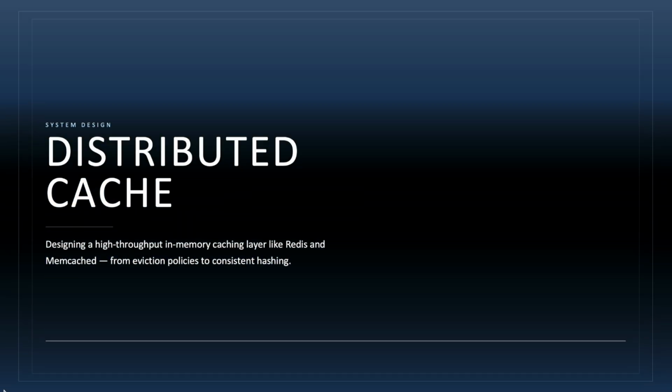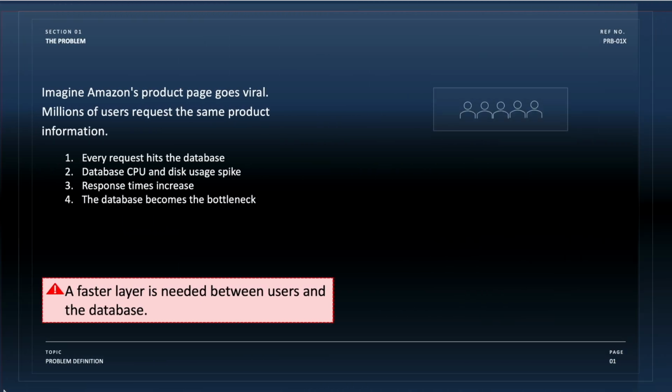Today we are diving into one of the most important building blocks in modern system design, distributed caching. Systems like Redis and Memcached help applications serve millions of requests while keeping response times incredibly fast. In this video, we'll understand why caches exist, how they work, how they scale, and the techniques companies use to build reliable distributed cache systems.